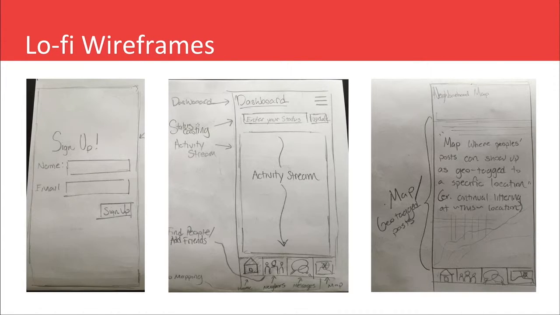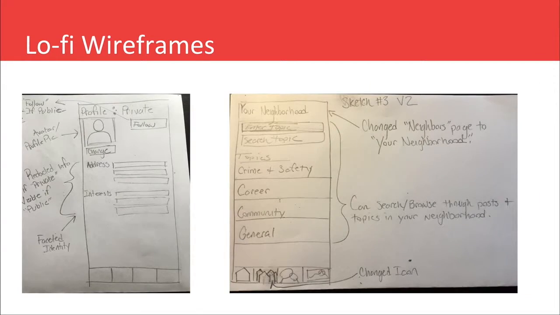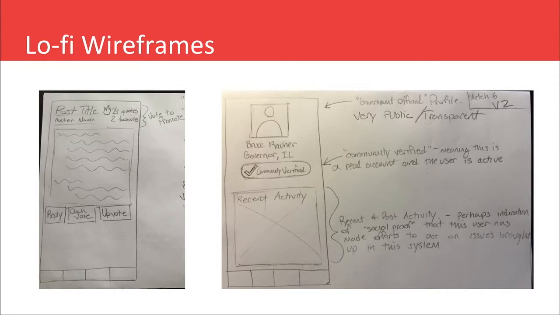When designing our lo-fi wireframe, we wanted the functionality to be as simple and easy to navigate as possible. We relied on familiar design patterns to lower the barrier of entry. We included a sign-up page, a dashboard with an activity stream, a neighborhood map with geotagged posts, a profile with avatar and pictures, the ability to search and browse for topics, the ability to create and view posts, and view profiles of government officials.